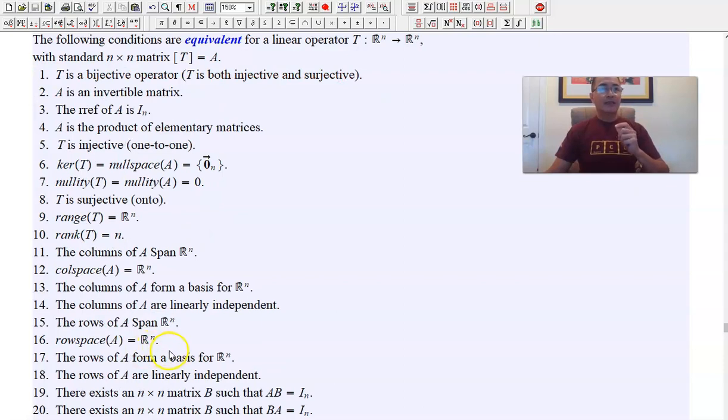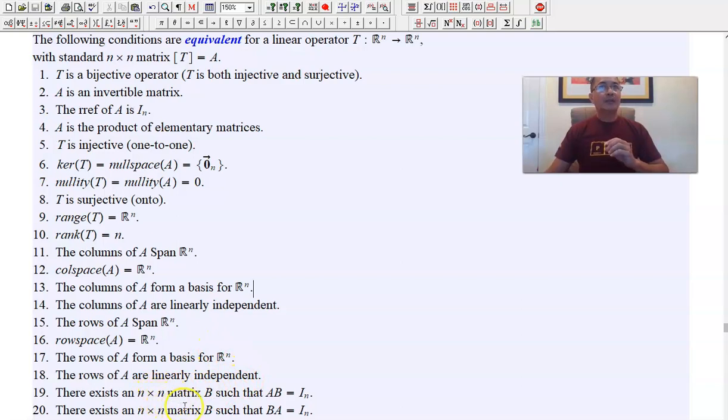So you can say the same thing for rows. The rows of A span all of Rn. The row space, which is the span of rows, is Rn. The rows of A form a basis for Rn. The rows of A are linearly independent. What's the connection between rows and columns? We also, of course, said that the dimension of the row space is exactly the same as the dimension of the column space. So, therefore, if the column space is Rn, then the row space also has to be Rn.